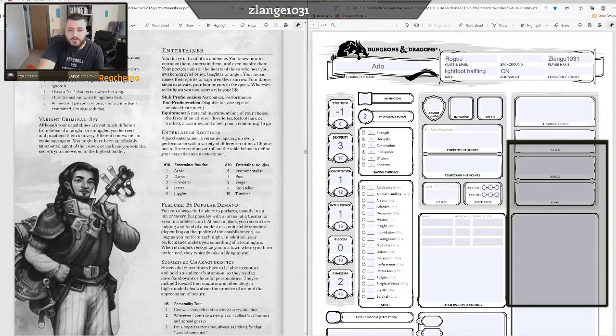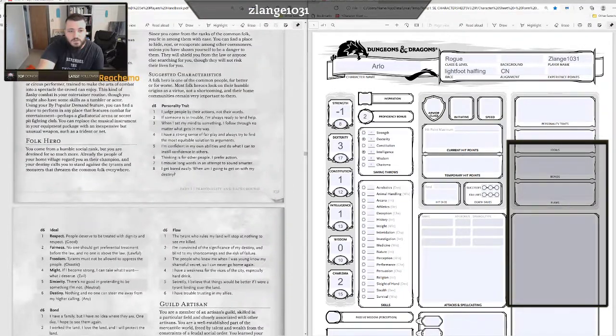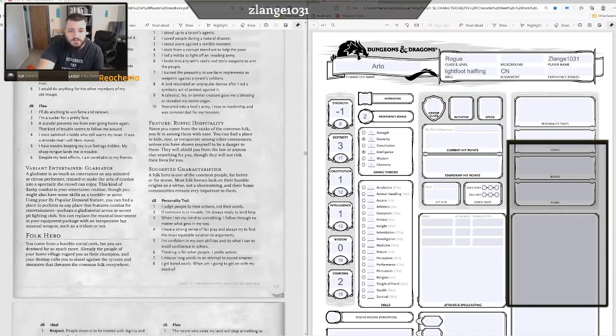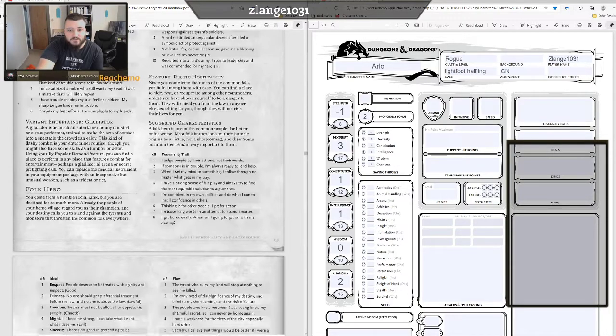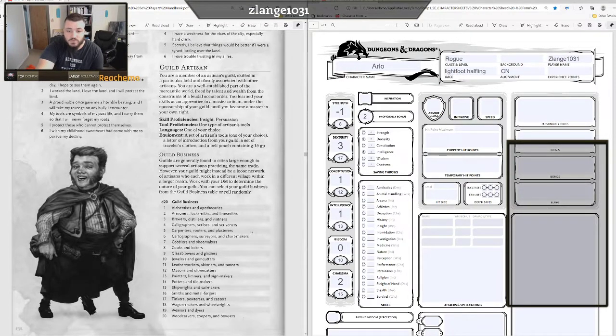Entertainer, great for bards. Folk hero. Wait, did I skip one? No. Gladiator is a type of entertainer. Folk hero. You are the hero of your hometown, basically. Guild artisan. You work in a guild.